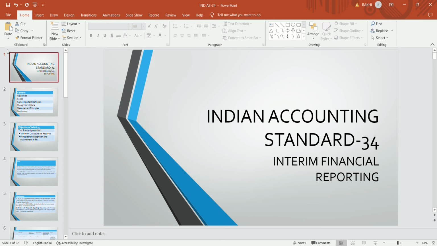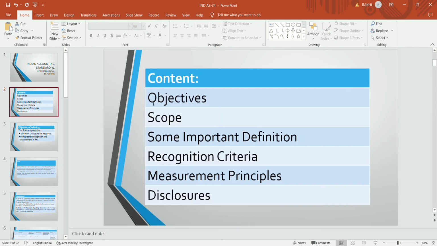What we are going to discuss in this standard, the contents of this standard, are: firstly, the objective of this standard, what was the purpose of this standard. Then we will discuss the scope, to whom it is applicable and not applicable. Then some important definitions, then recognition criteria, then measurement principles and disclosure.